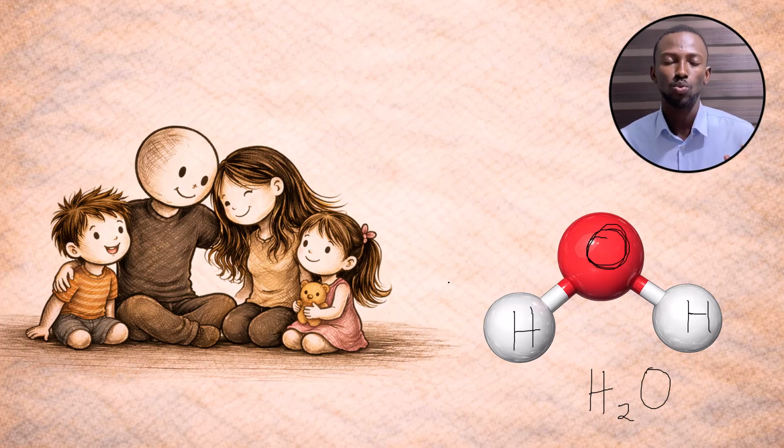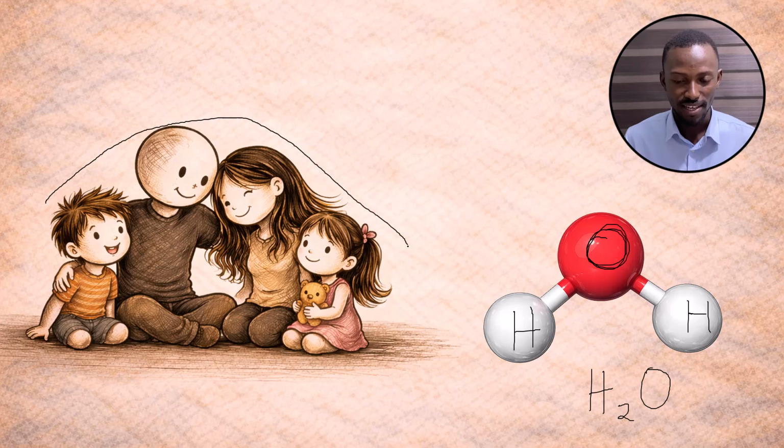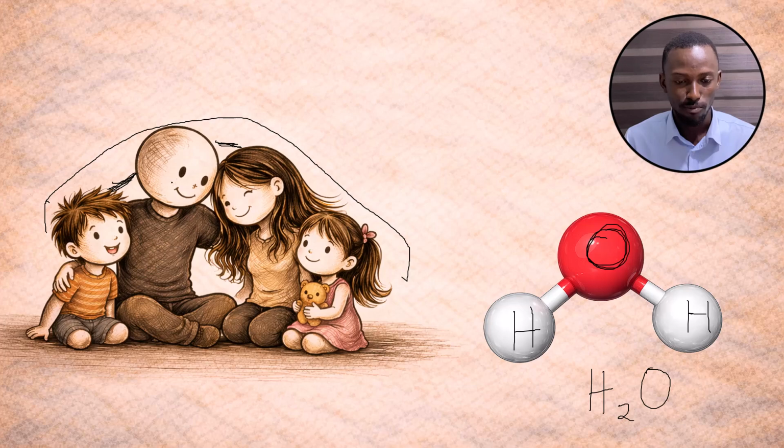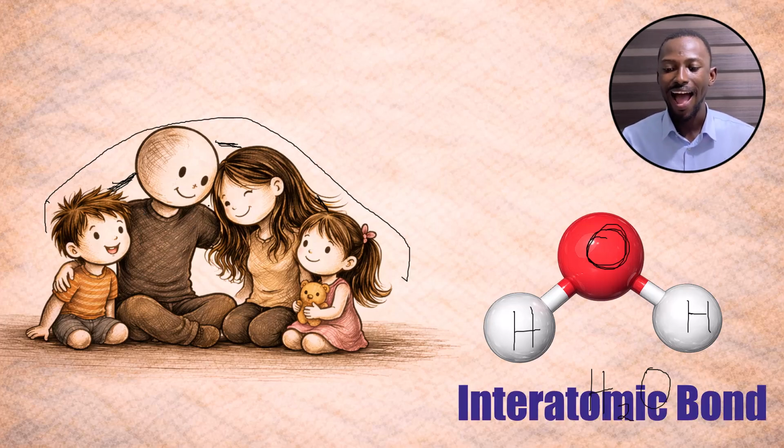If you compare it with our family analogy, we have Kofi and his children coming together to form one nuclear family. And if each of them is an atom, there is some kind of bond that exists between Kofi and his wife, between him and his male child, and then between him and his female child. That kind of bond is known as interatomic bond. That kind of bond is known as what? Interatomic bond. Basically, that is what it means.